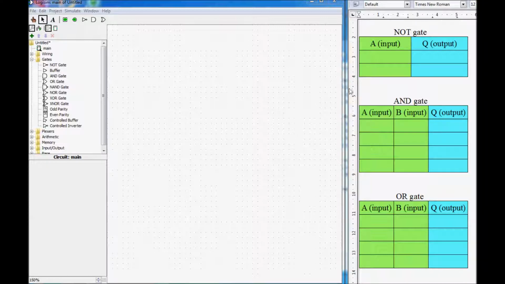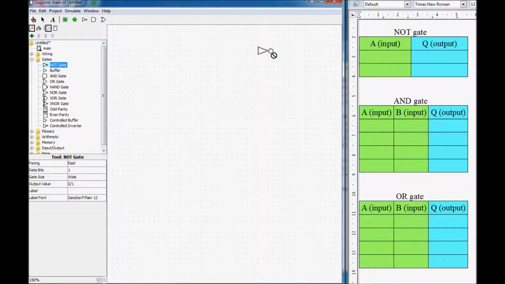And what I have here are the truth tables of each gate. A truth table shows what the output of each gate will be if the input is as described in the input column. I will show you how we can fill out these tables in a second.